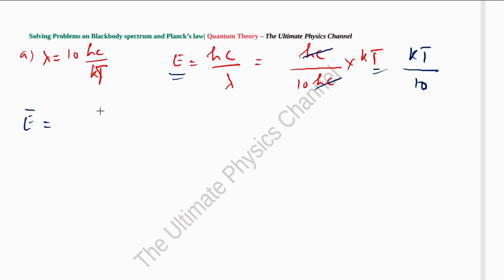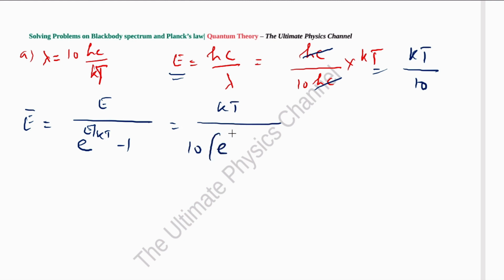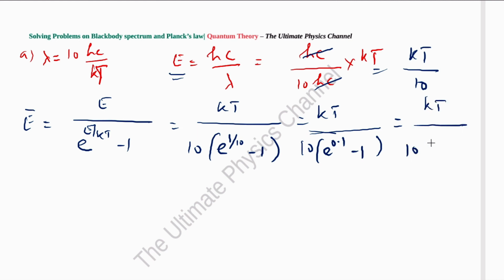So the average energy is equal to, therefore, E over e power E over kT minus 1, which is equal to kT over 10 times e power 1 over 10 minus 1, right? So kT over 10 times e power 0.1 minus 1. e power 0.1 is 1.105, minus 1, and that is 0.105, times 10 is again 1.05.